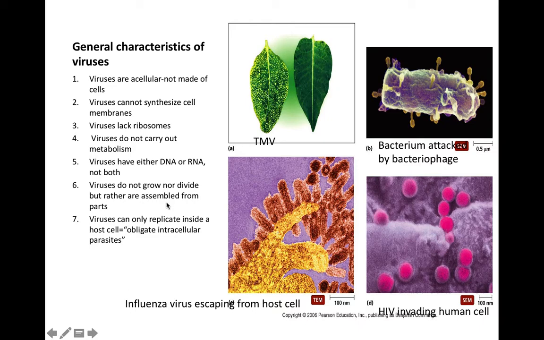Viruses don't grow and divide like cells do, but rather they're assembled from parts. It's like putting together a car or a bicycle from parts, right? Cells grow bigger and then they divide, right? So the viruses are really different in that they are assembled from parts.